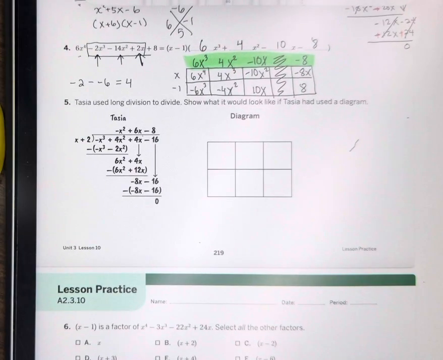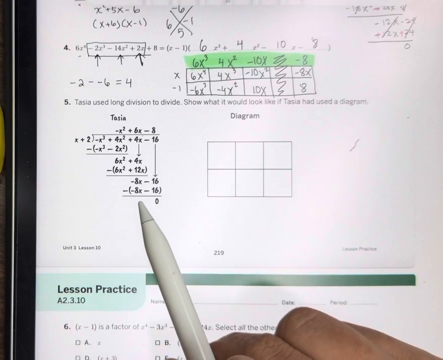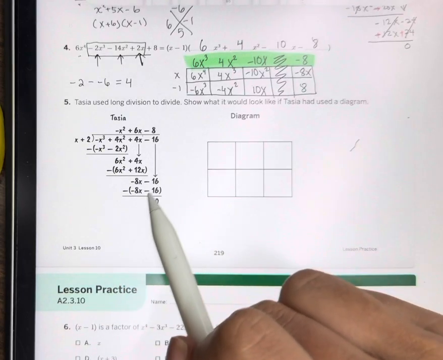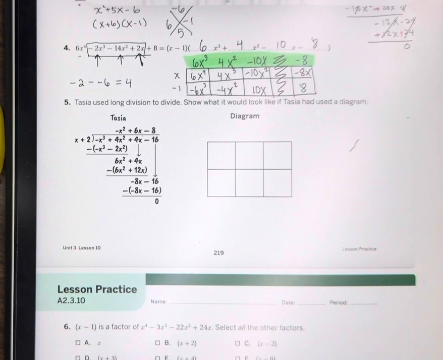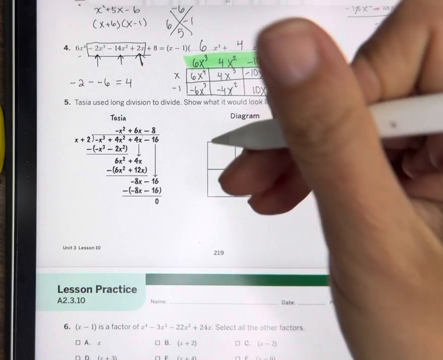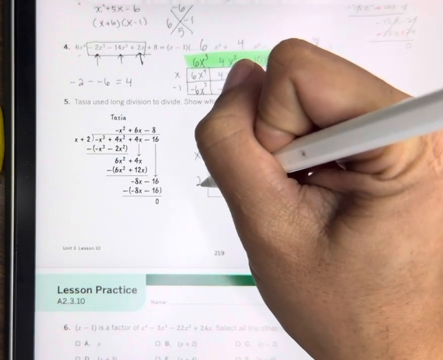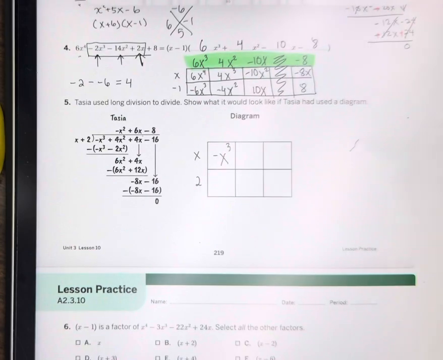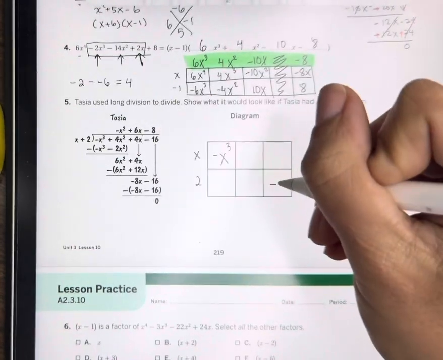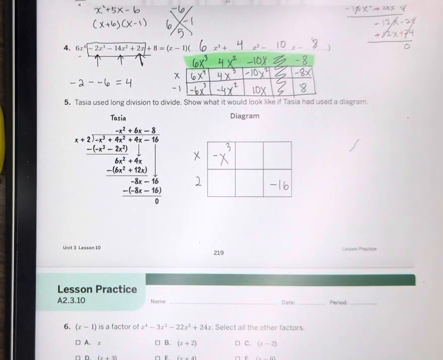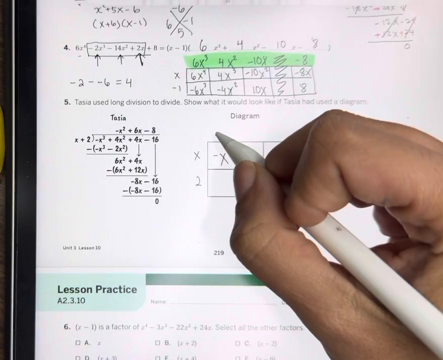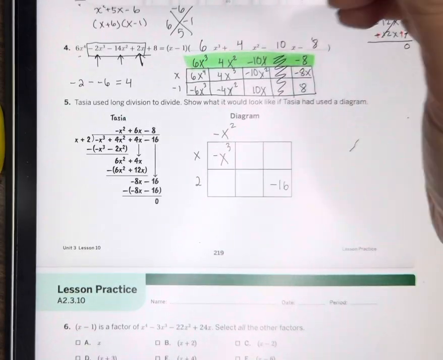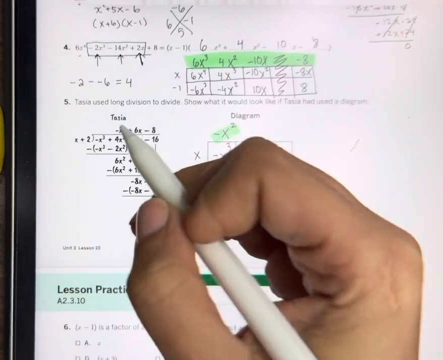Okay. So now, here's someone who did this problem with long division. We're going to show them how it would have looked with the diagram. So we're going to put the x and the 2 here, and we're going to put the negative x cubed here, and we're going to put the negative 16 here, and we're just going to start. So this must have been a negative x squared.